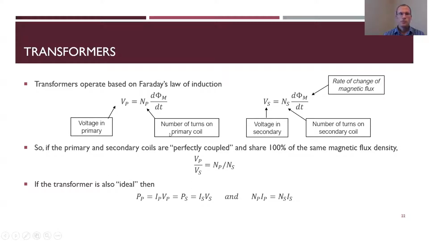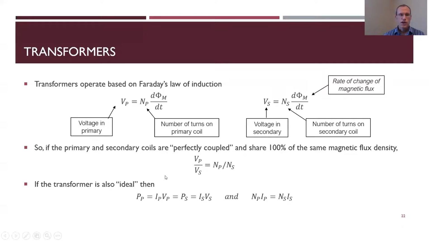So using the same basic laws as inductors, the voltage is related to the change in magnetic field over change in time. Also have some number of windings in there. If the primary and secondary are what's called perfectly coupled and share 100% of the same magnetic flux density, then the voltage is perfectly related to the number of turns. So voltage in the primary over voltage in the secondary is the number of turns on the primary divided by the number of turns on the secondary.